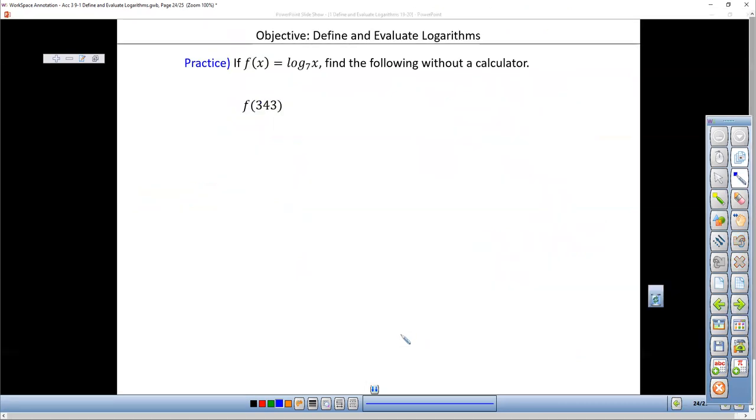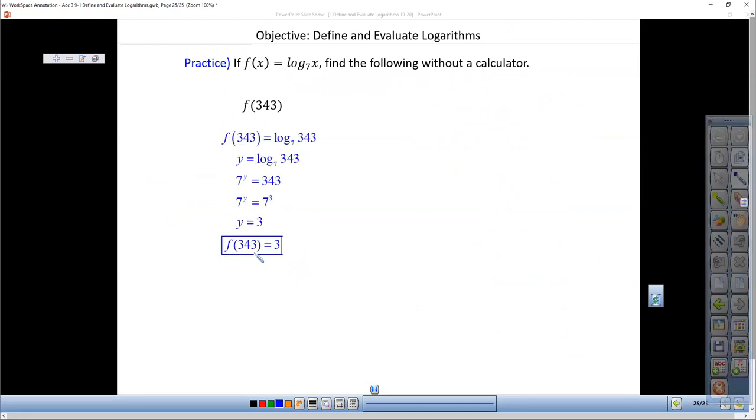All right, here is a practice problem to try. Let's take a look at the results here. So hopefully you came up with f of 343 equals 3. You might have had to do a little basic math. Hopefully you did not use a calculator.